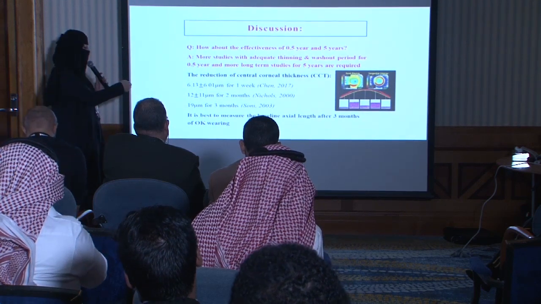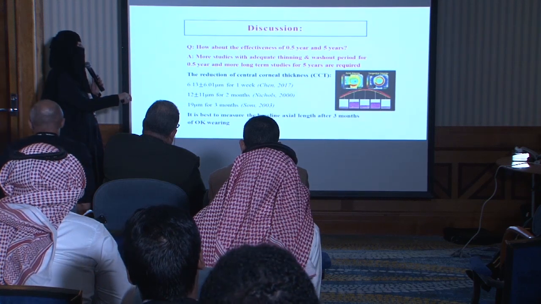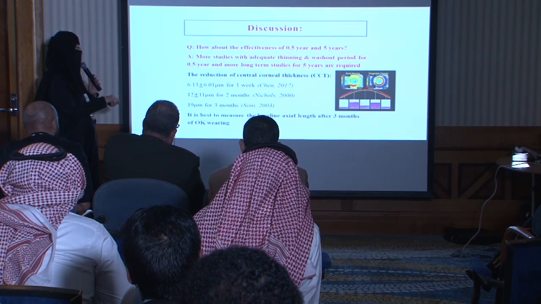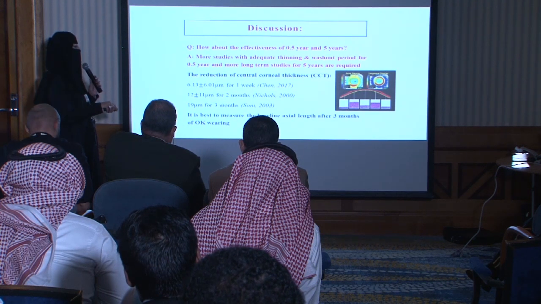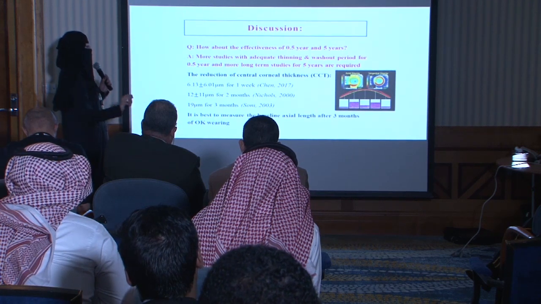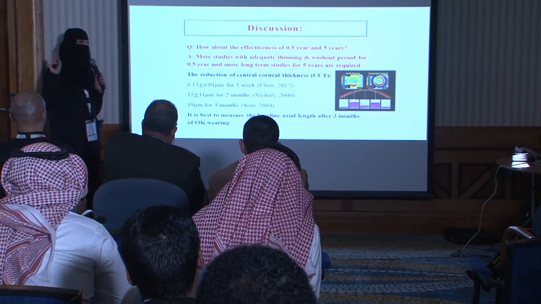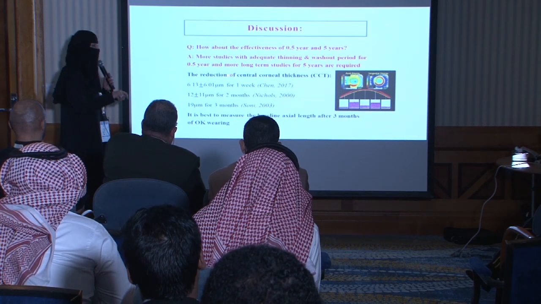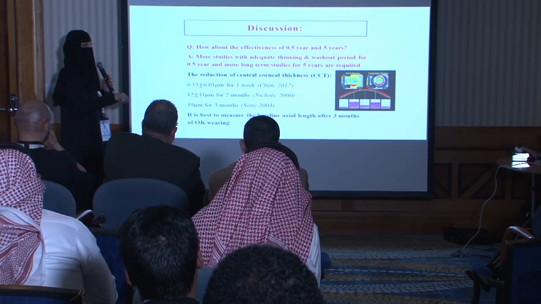So there are three in my included studies. So I said here, it's 6.13 micrometers after using 1 week, the reduction, and after 2 weeks it's 12, and 19 for 3 months. So it is best to measure the baseline axial length after 3 months of wearing contact lens at least. And also because only 3 of the studies mentioned the CCT, I said more studies are needed for this.